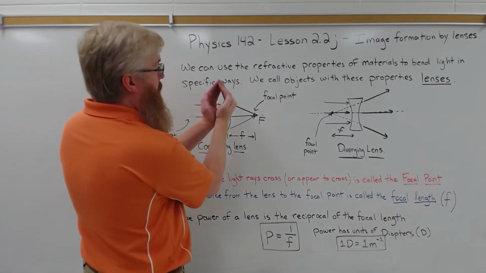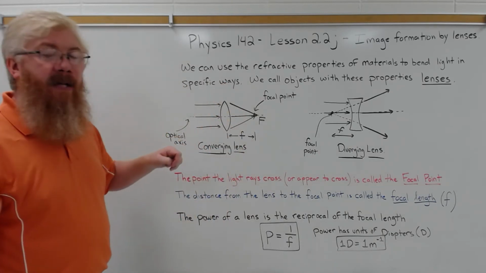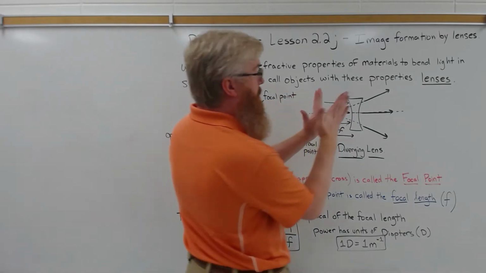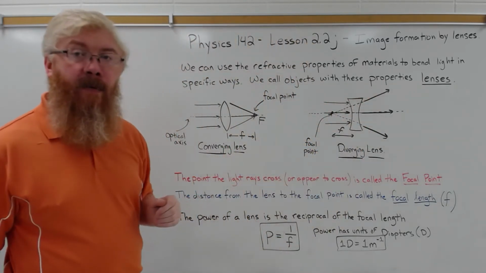So the lens looks something like this, outward. Converging lenses have that shape. Diverging lenses are thinner in the middle and fatter on the outsides.